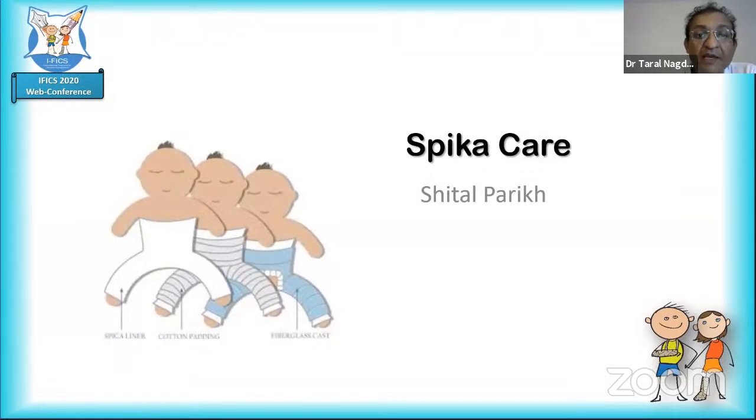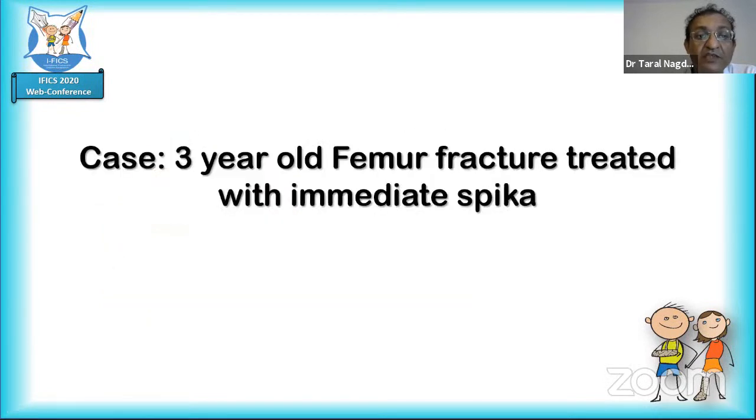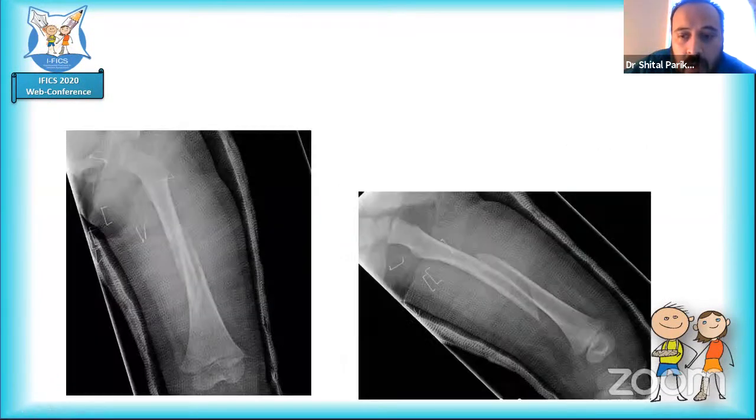How to give a good spica? So we have Sheetal here. Sheetal is going to share some cases as to avoid problems within the spica. So Sheetal, can you please tell us about some of the cases where spica was an issue and how you managed them? Okay, if you can stop sharing, then I'll share my screen. Okay, so you already have it on your side.